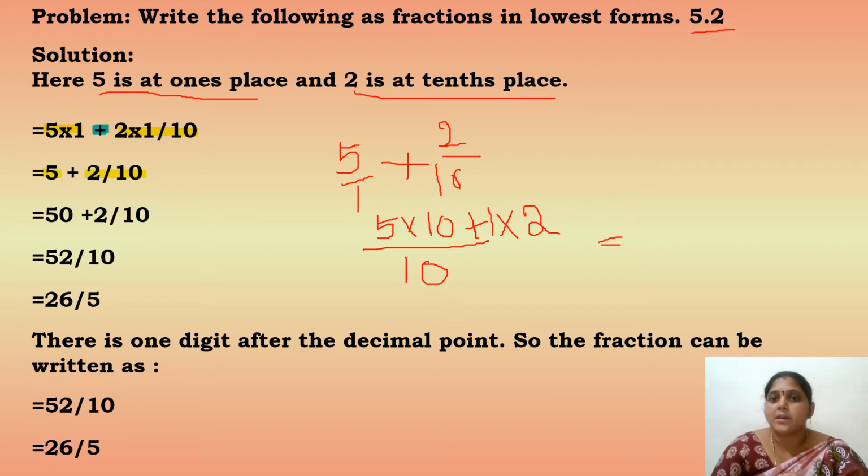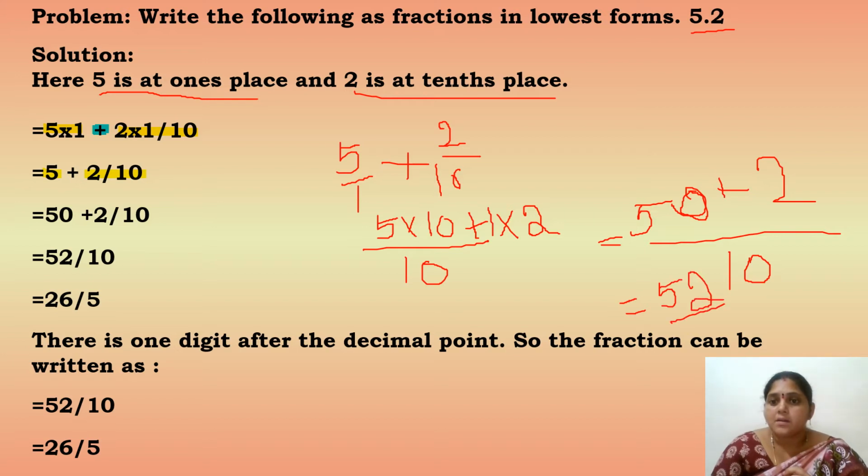Now we are going to write 50 plus 2 divided by 10. Right? This is your answer after taking LCM. Now you can write it directly as 52 by 10. See here, 52 by 10. You got the answer? Now you can cancel 52 by 10.